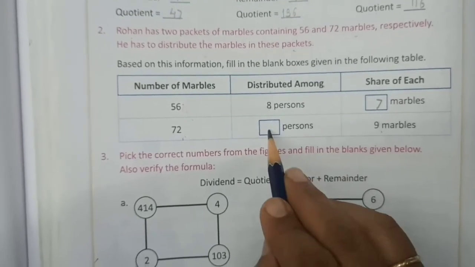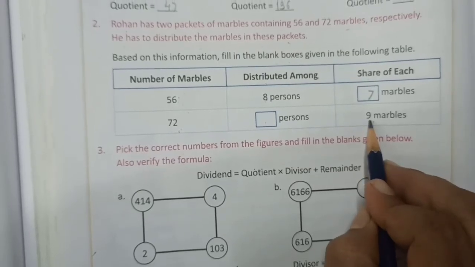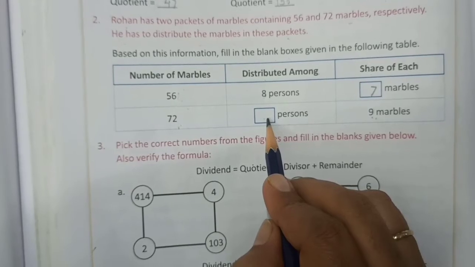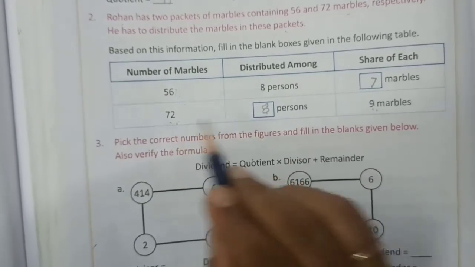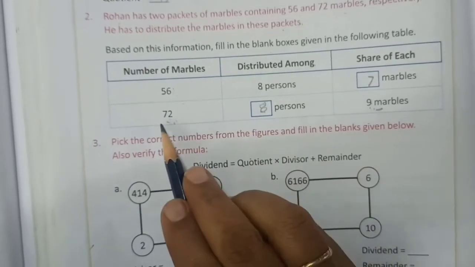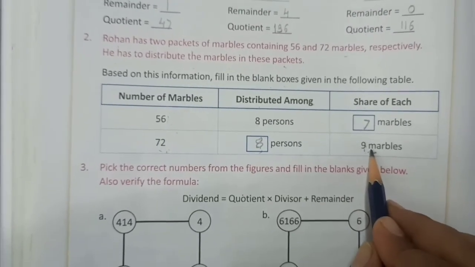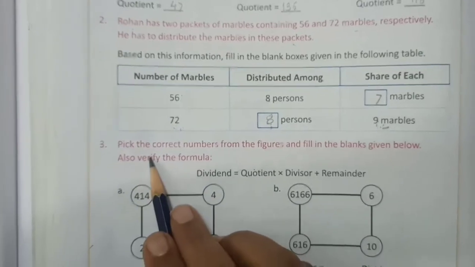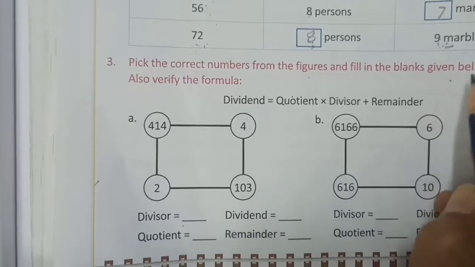Then here 72, and each gets 9 marbles. So how many persons will come here? If each person eats 9 marbles, so how many persons? 9 8s are 72. Okay, so 9 8s are 72. 8 persons and each person 9 marbles, or if you do 72 divided by 8, then you will get 9. So 9 marbles are given, we have to find out the persons.